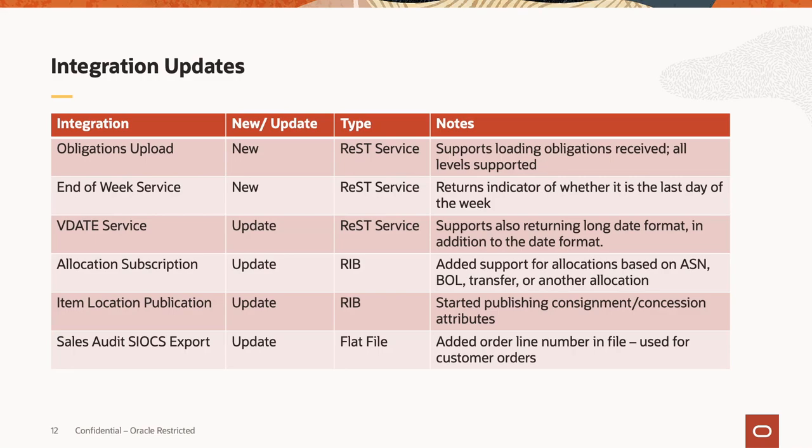A new REST service was also added to allow external systems to query merchandising to determine if it is the end of the week. The primary use case for adding this service was for use by the batch scheduler called Process Orchestration and Monitoring, or POM, to determine whether to run certain end-of-week jobs. But it can also be called by other external solutions.